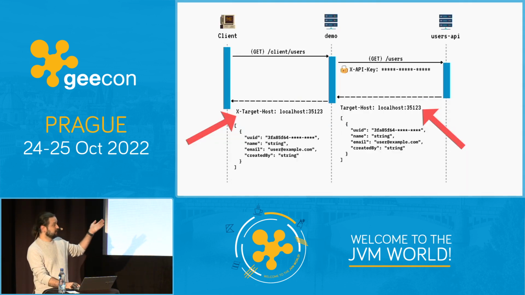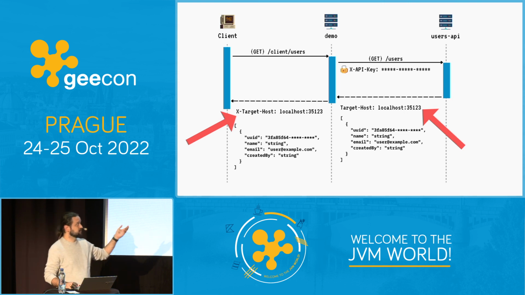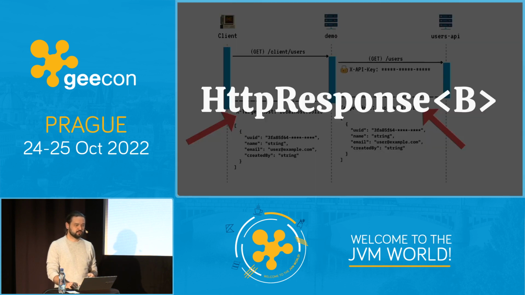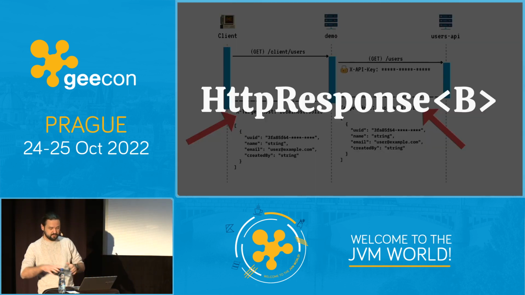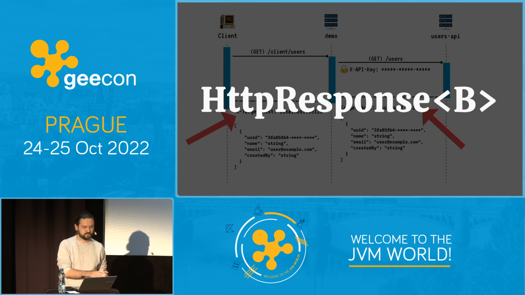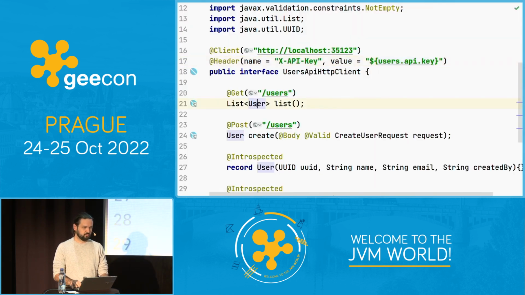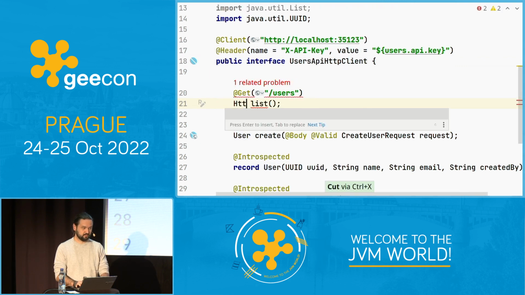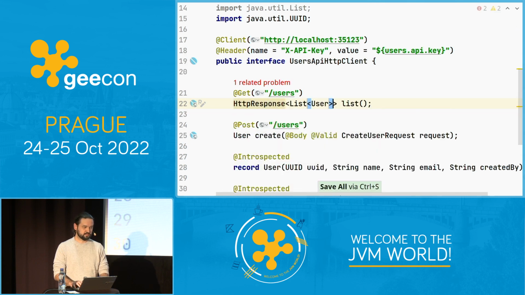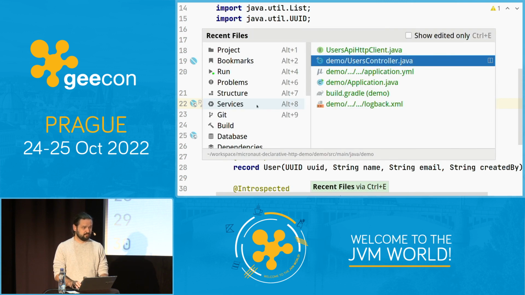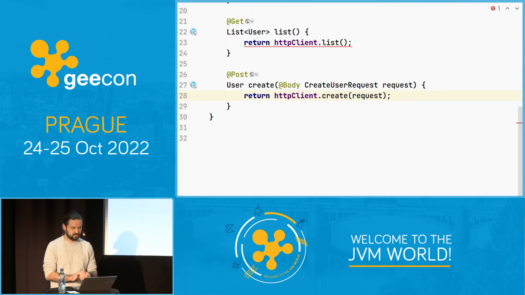And like here we have on this chart, we want to get the target host from the response and we want to populate it, right? How can we do it with the declarative client? And in some cases we need more information about the response object, HTTP response wrapper comes to the rescue. So if we go to this HTTP client, and if I replace this type with HTTP response of list of users, now I can get the detailed information from that user's API.